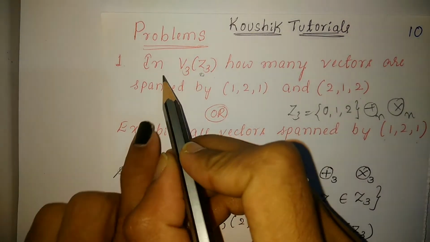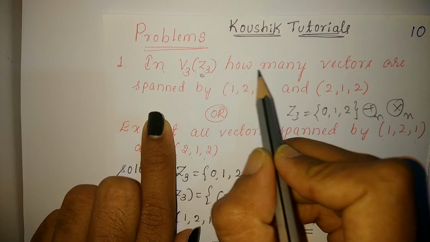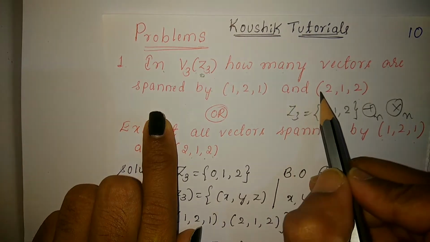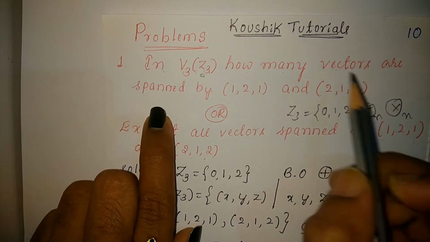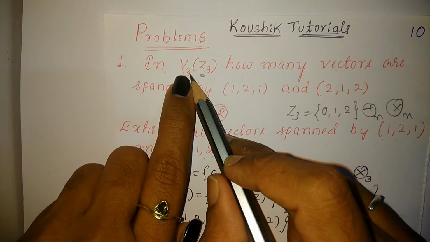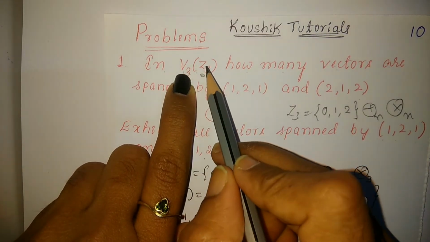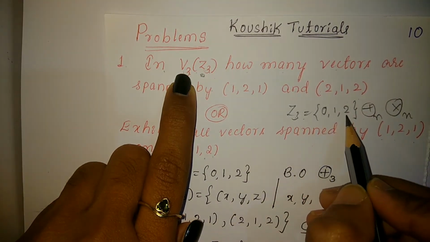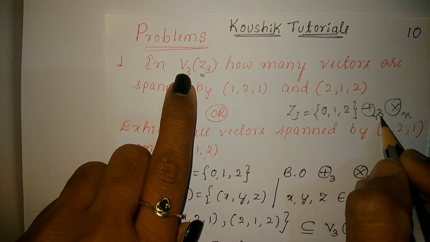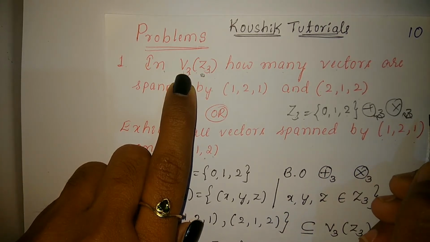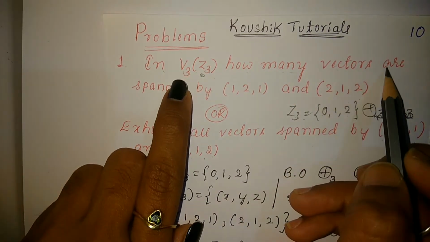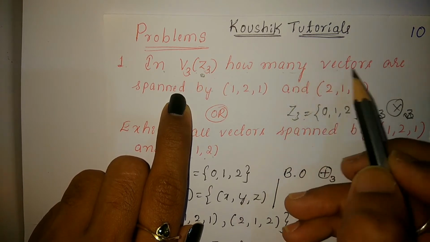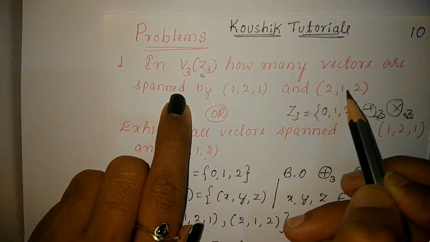So first problem: in V3 of Z3, how many vectors are spanned by (1, 2, 1) and (2, 1, 2)? So this is the question. In V3 of Z3, V3 means the set of all triplets from the set Z3. What is the set Z3? Z3 is nothing but the set of all 0, 1, 2 with respect to addition modulo 3 and multiplication modulo 3. Is it okay? So, how many vectors? We have to find out how many vectors are spanned by (1, 2, 1) and (2, 1, 2).